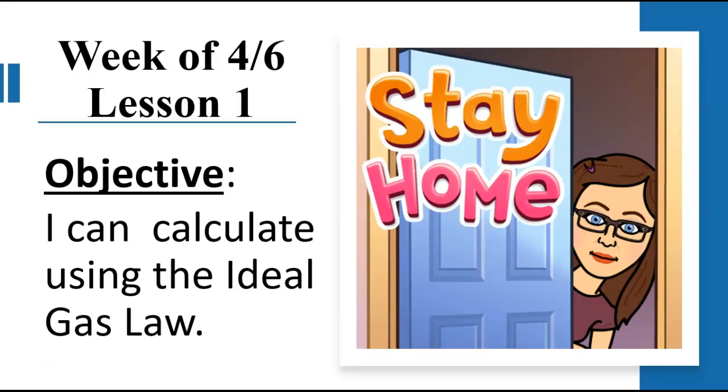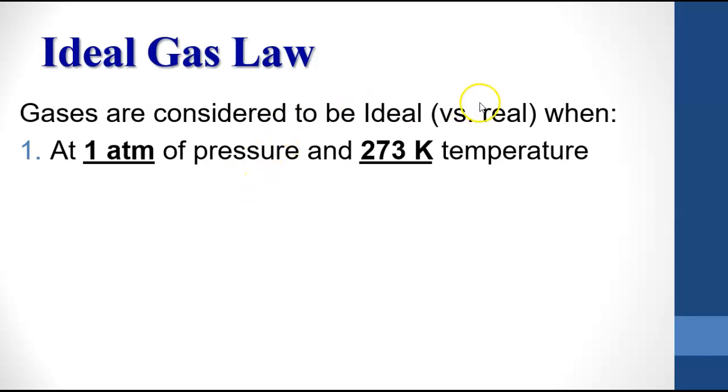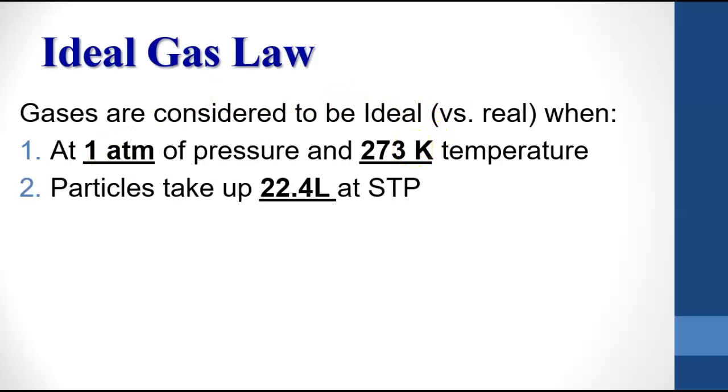Today we are going to learn about the ideal gas law. The ideal gas law has a couple of things we need to consider. Gases are only considered ideal, which means this equation only works when the following conditions are met. So at 1 atm of pressure and 273 Kelvin, at ideal conditions, the volume of an ideal gas will be 22.4 liters.